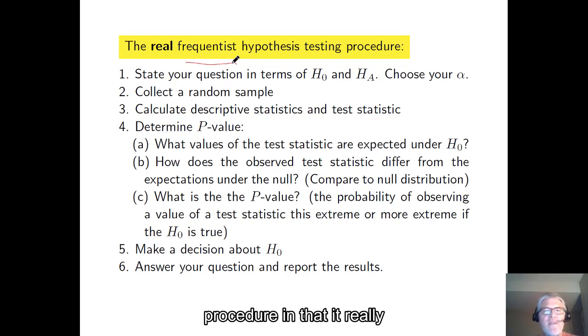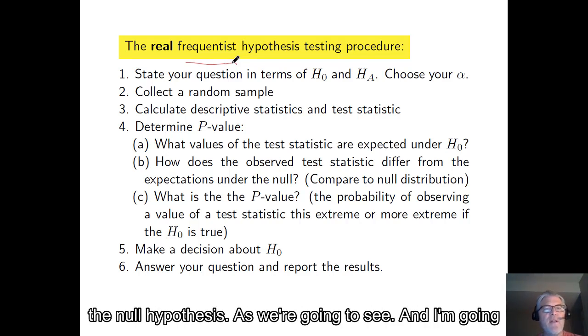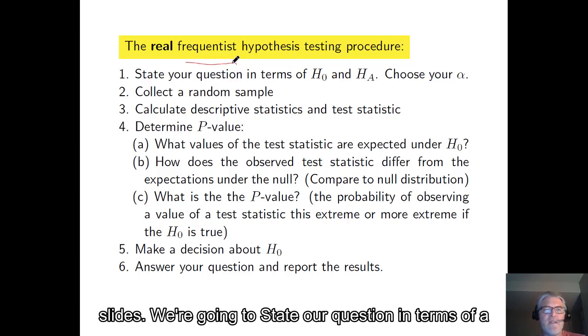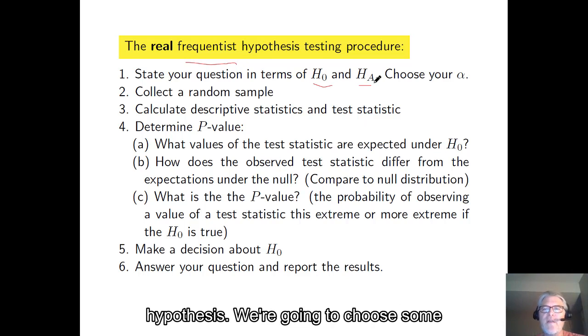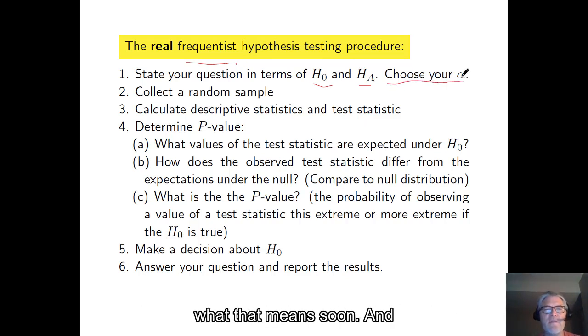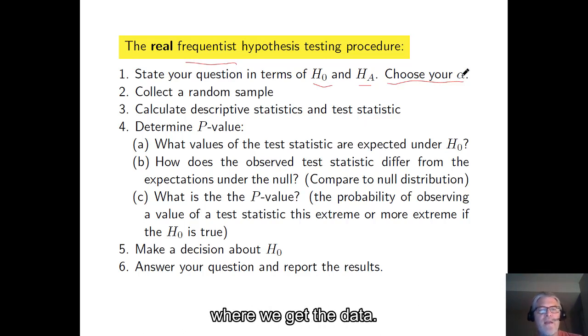But it's an odd procedure in that it really focuses on a special hypothesis called the null hypothesis. What we're going to see, and I'm going to walk through this more slowly in the next slides, is that we're going to state our question in terms of a null hypothesis and an alternative hypothesis. We're going to choose some significance level for the test, and I'll explain what that means soon. And we're going to collect a random sample. That's where we get the data.